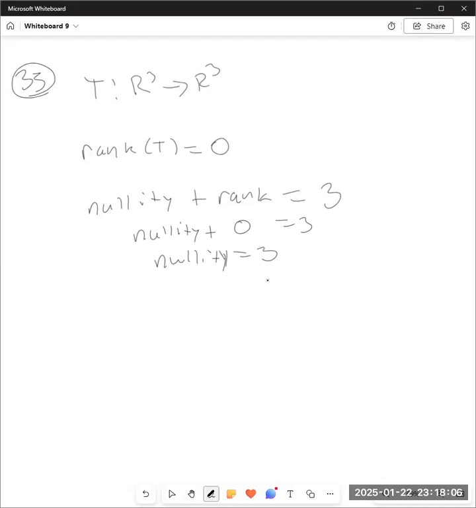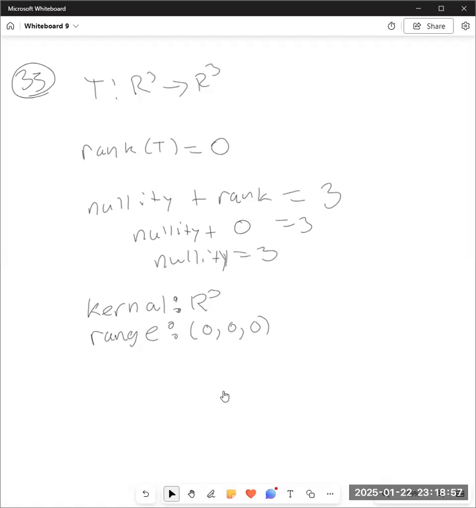And so that makes the kernel three-dimensional, which makes it R3, and the range is going to be 0-dimensional, which makes it the 0 vector. Okay.